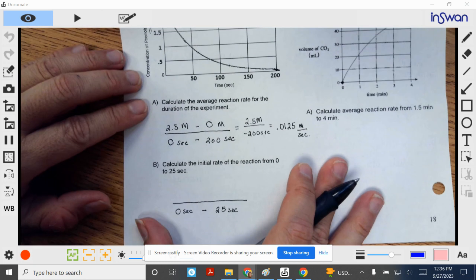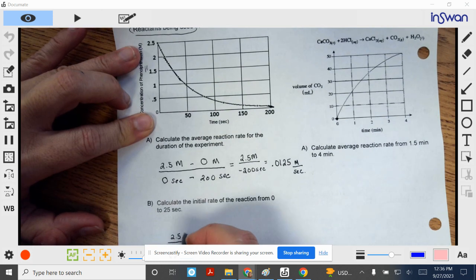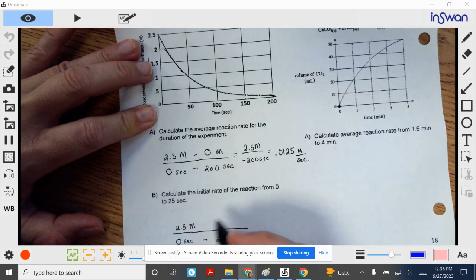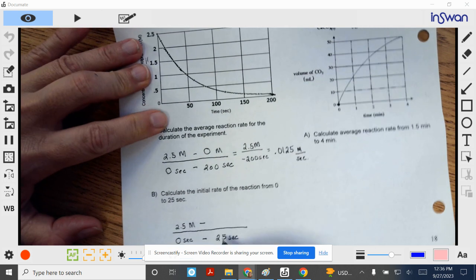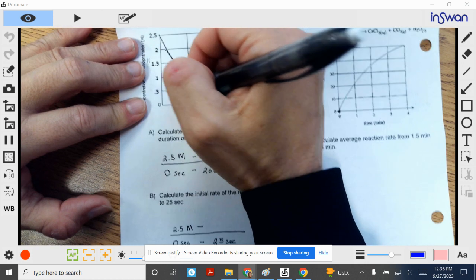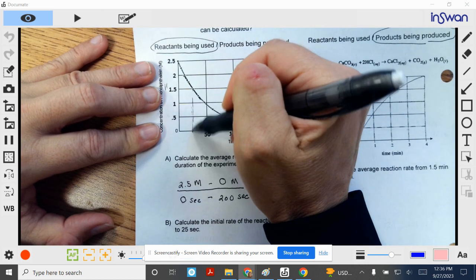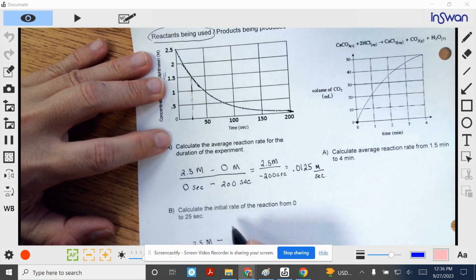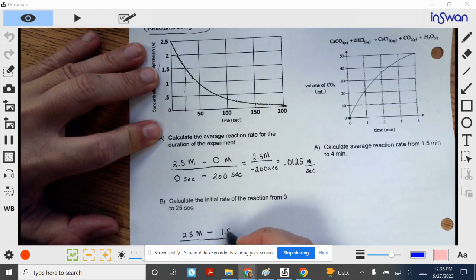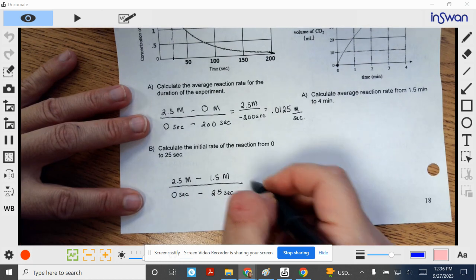Now let's go to my data. At 0 seconds, we had 2.5 moles of phenolphthalein, and then it changed at 25 seconds. So my 25 seconds would be right here in the middle, right? Let's go up, and that's a good 1.5. So we're going to put 1.5 moles, so the molarity. And then we do our math.